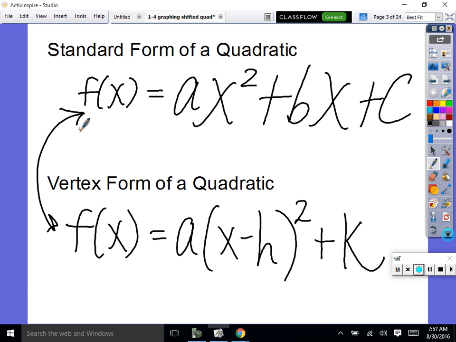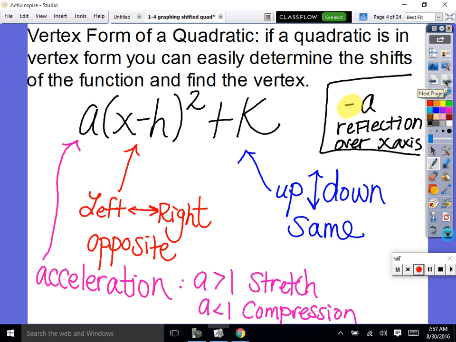So today we're just going to give it to you already in vertex form. It's the easiest way to graph, and then we're going to graph it. Graphing them is actually quite simple if they're in vertex form. All right, so this is the important part to write down right here.